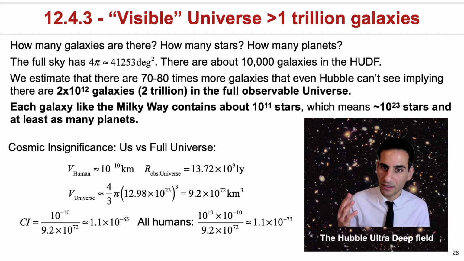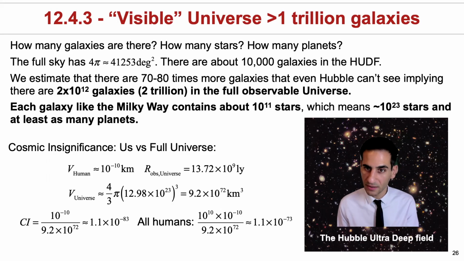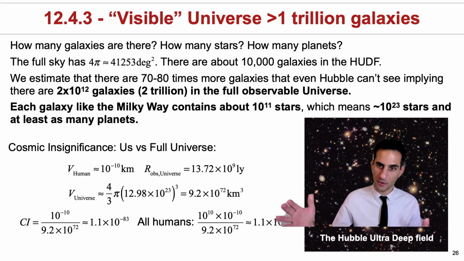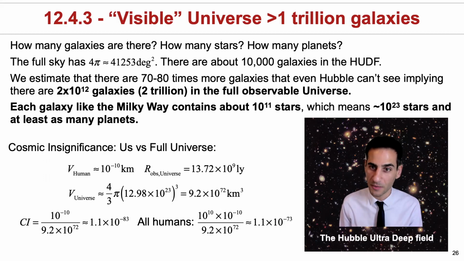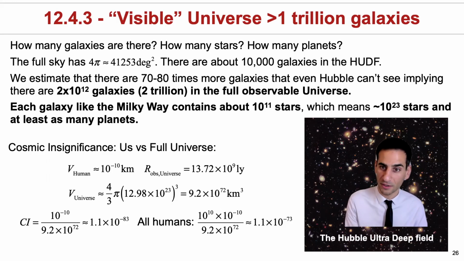On top of that, we know that the Hubble Ultra Deep Field, even though it is the deepest image ever obtained, actually misses a lot of galaxies. And we know that there are at least 70 to 80 times more galaxies than we can see in this picture. Therefore, by combining all this information, we can estimate, and this is one of the best current estimates, that there are at least 2 trillion galaxies in the full observable universe. That's 2 times 10 to the 12 galaxies. And in addition, because we can now measure the full observable universe, we can also update our cosmic insignificance. And I would encourage you to also try to reproduce these numbers that are shown in the lecture notes.